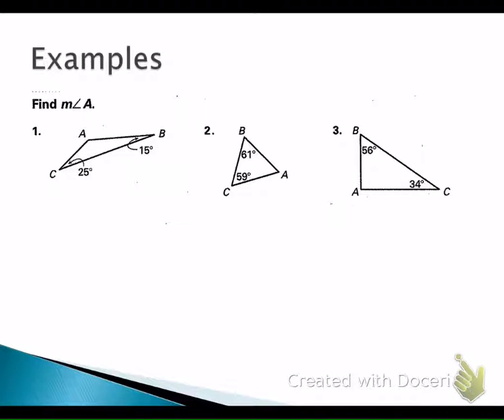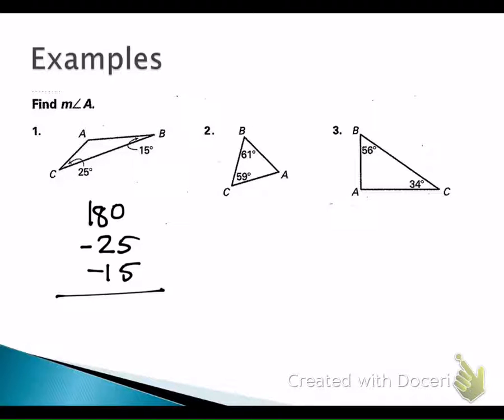All right, so the way we're going to do these is we are going to start with 180. We're going to subtract the two angles we know. The answer will be the missing angle. In this case, the missing angle is angle A. So I'm going to type in 180 minus 25 minus 15 equals.